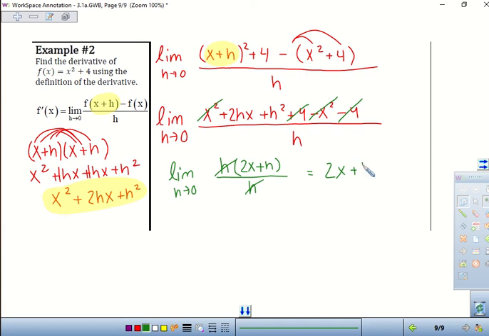of 2x plus h. So now I can finish my limit by plugging in 0, which just gives me f prime of x is equal to 2x plus 0, which is just what? 2x. So any questions on this one before you try your homework?